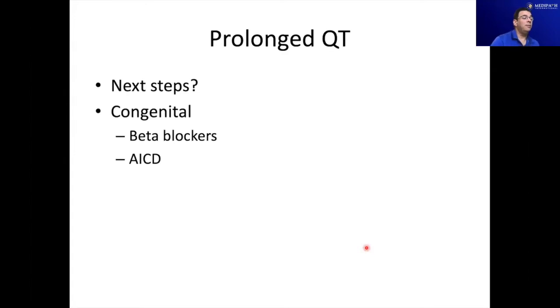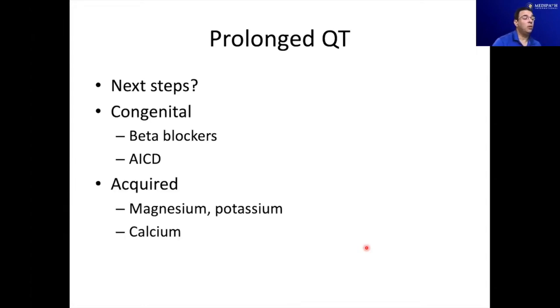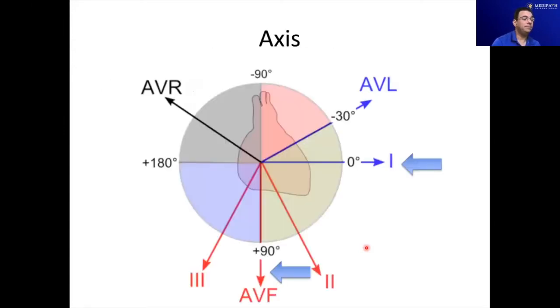Okay. If we think it's congenital, oftentimes you can use beta blockers to slow the heart rate down to decrease the risk of R-on-T, and an AICD if they do go into ventricular tachycardia. If it's acquired secondary to medicines or drugs, you'd stop the drugs, or if it's electrolytes, you would replace them.